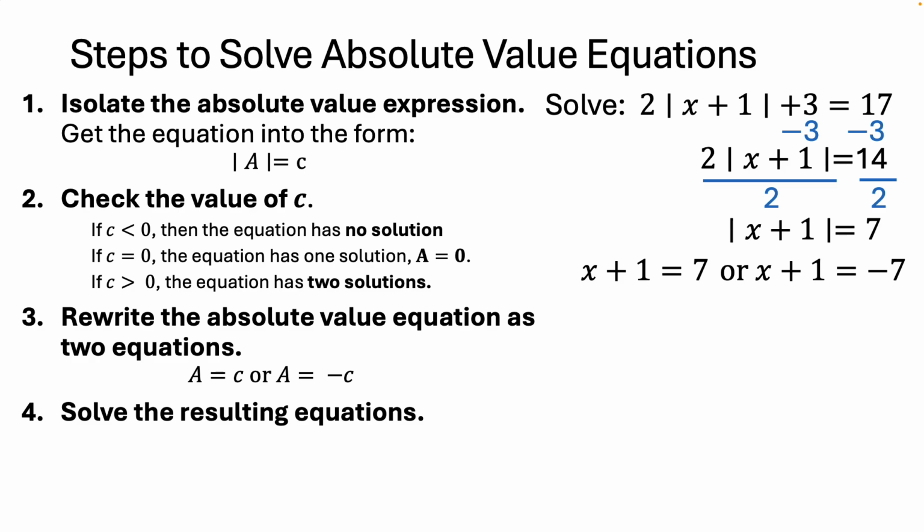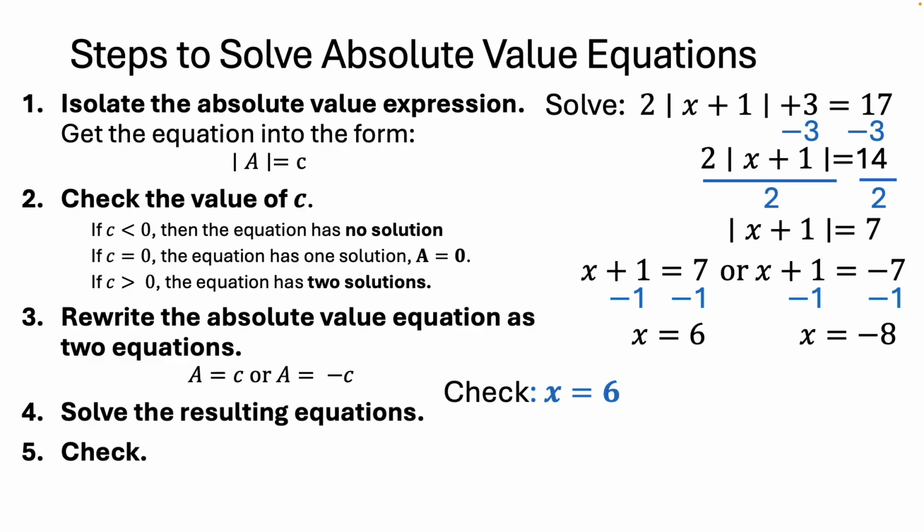To get x by itself, we'll need to subtract 1 from both sides. So we end up with x is equal to 6. Now let's solve the second equation. Once again, we need to subtract 1 from both sides. So we get x is equal to -8. The last step would be to check our work.